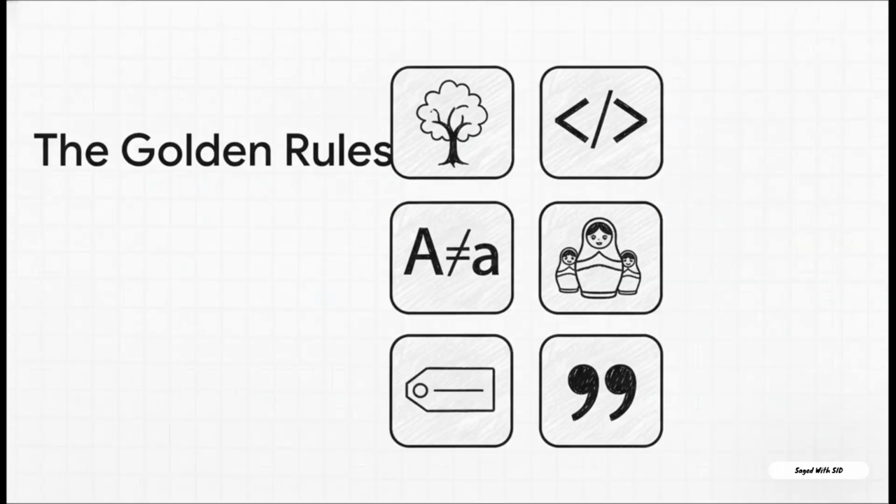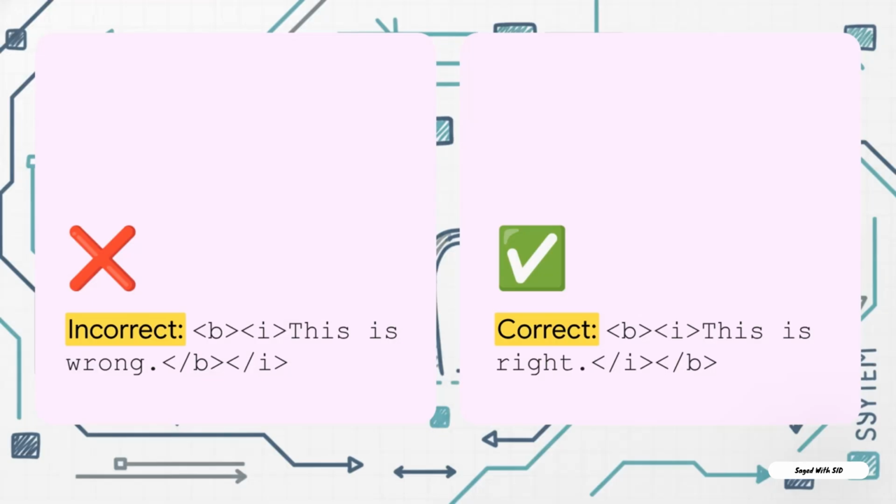So, what are these golden rules for a well-formed XML document? Well, first, like we just said, you have to have one single root element. Can't have two. Second, every single tag you open, you absolutely must close it. Third, tags are case-sensitive, so a lowercase note is a completely different thing from an uppercase note. Fourth, elements have to be nested properly. And finally, if an element has an attribute, its value always has to be in quotes. That's pretty much it.